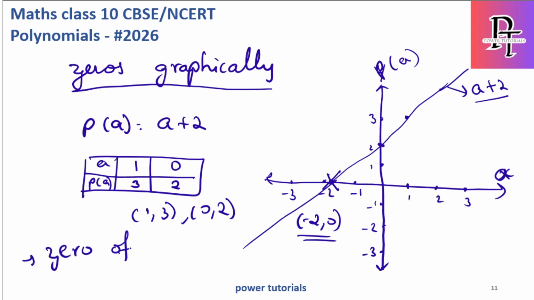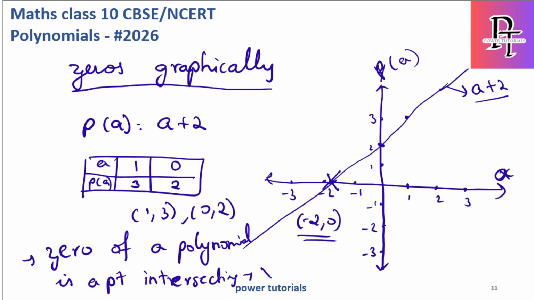0 of a polynomial is a point intersecting or touching the x-axis, which is nothing but the horizontal axis. Here I am using the variable as a, thus it is the a axis, but mostly in our practical cases we use the variable as x, so thus we call it the x-axis.